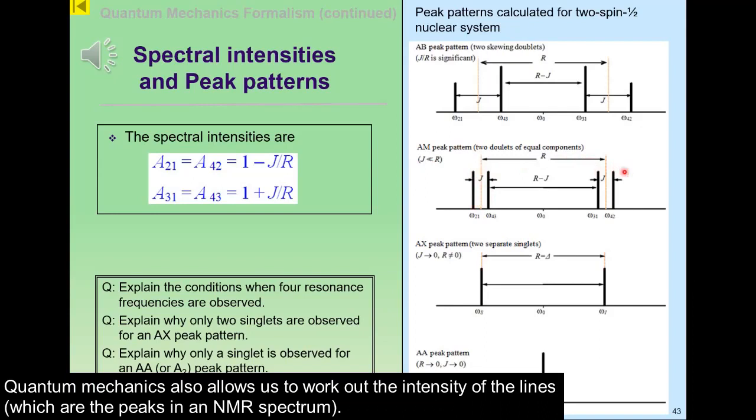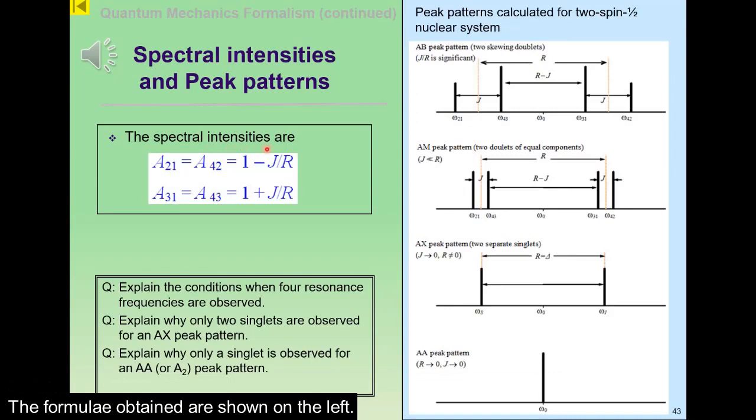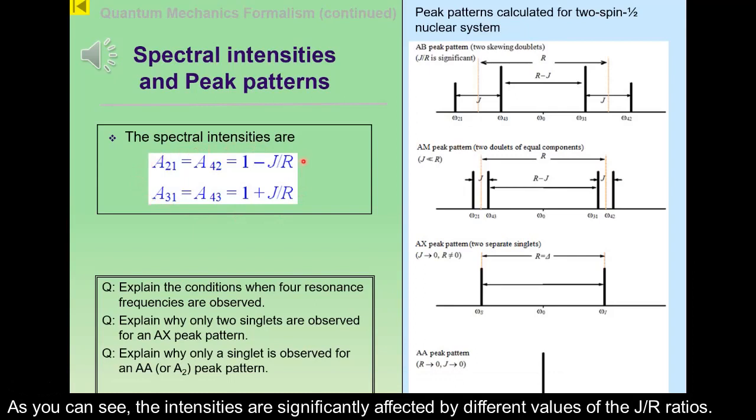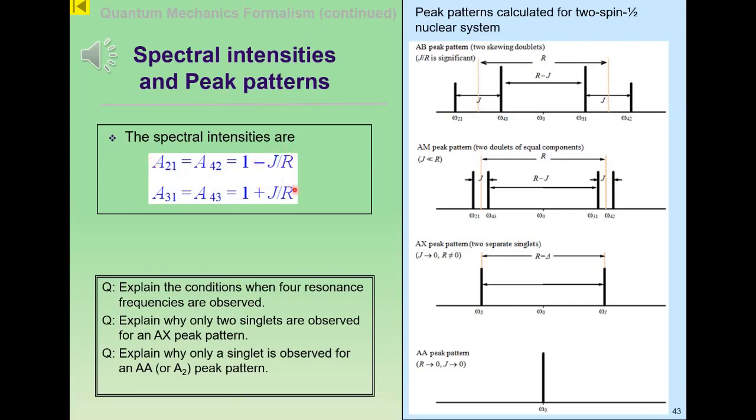Quantum mechanics also allows us to work out the intensities of the lines. The formulae obtained are shown on the left. As you can see, the intensities are significantly affected with different values of the J-R ratios.